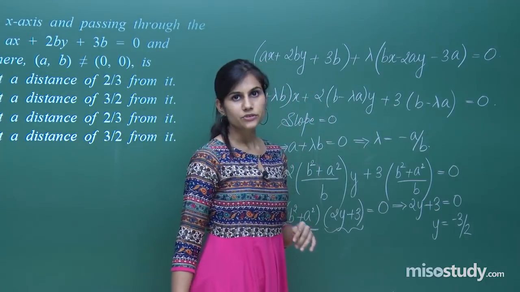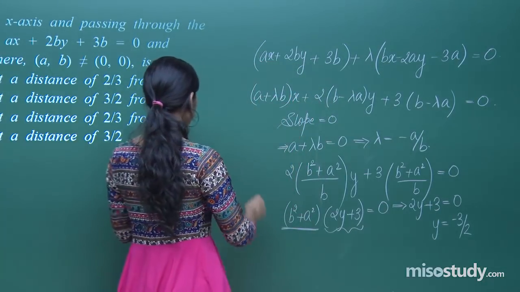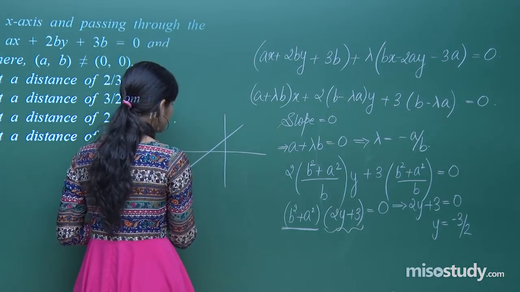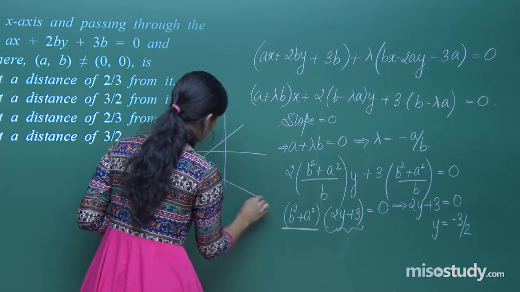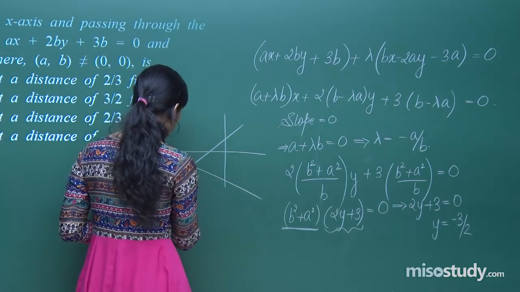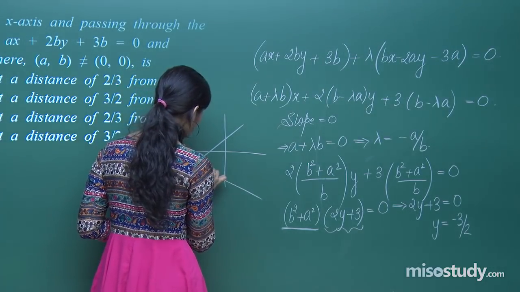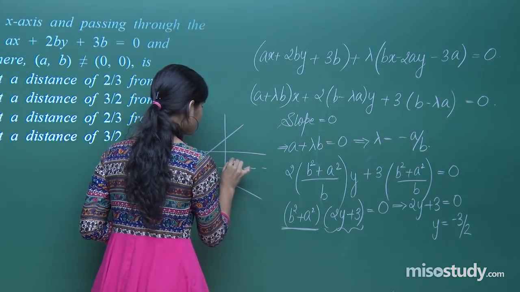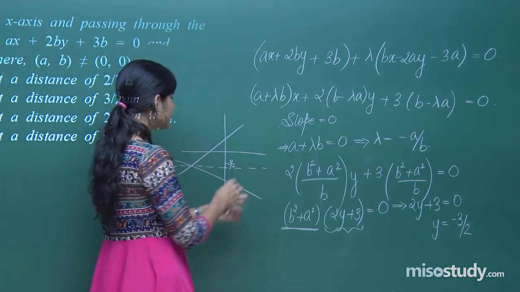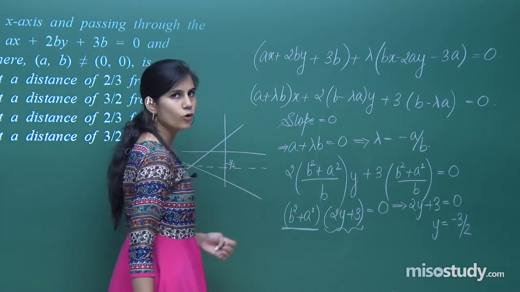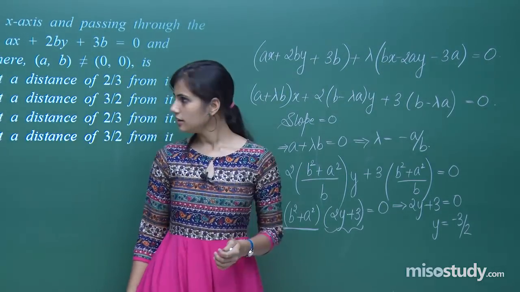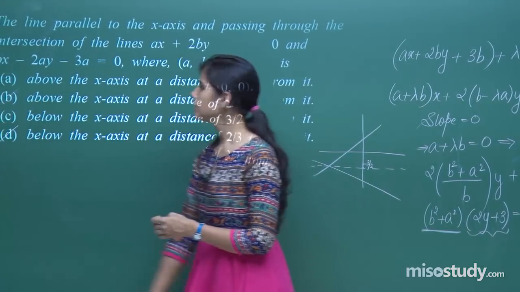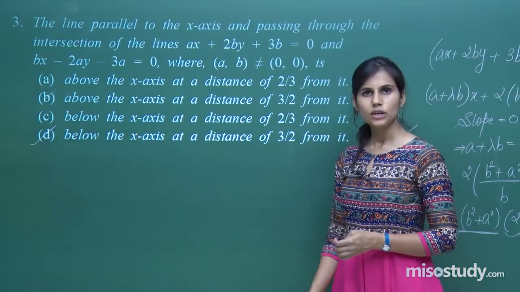If y is minus 3 by 2, that means what? Scenario is something like this, that these are the two lines. There is a line passing through the intersection of these two lines and parallel to the x-axis, and this is minus 3 by 2. So actually this line is lying 3 by 2 units below the x-axis. Clear? It is lying 3 by 2 units below the x-axis. And that's the answer. Okay?